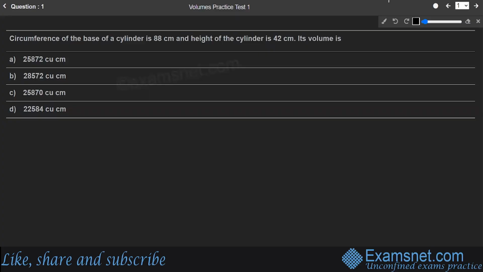Okay, so the question says the circumference of the base of the cylinder is 88 centimeters and the height of the cylinder is 42. Find the volume. So clearly we need the formula of the volume. Before that, he has not given the radius, so we need to find out the radius.